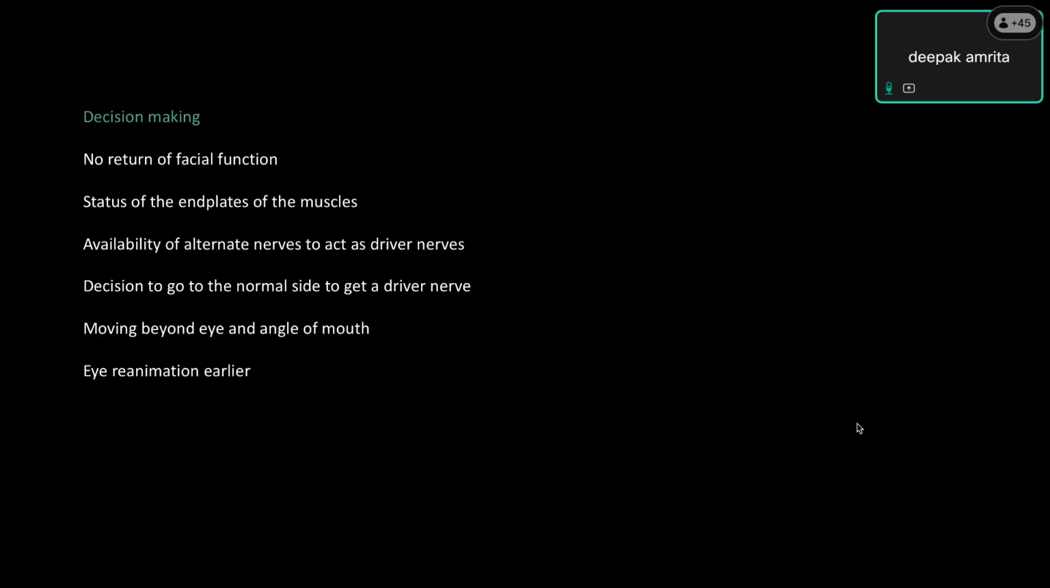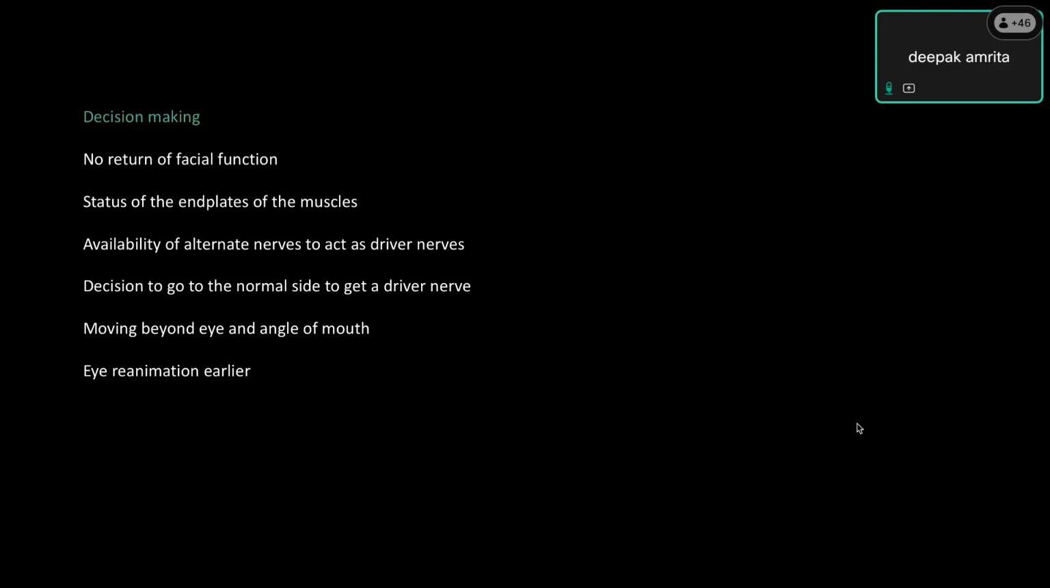Now, what are the factors in decision making? The first and most important thing for us to ascertain is that there is no return of facial function. So we need to know and we need to be sure that the facial function is not going to return. You also need to know the status of the end plates of the muscle. So if the muscle is denervated or dead, there is no point trying to innervate the muscles of the paralyzed side by neurotizing the muscles. What are the alternate nerves that we can have as drivers?